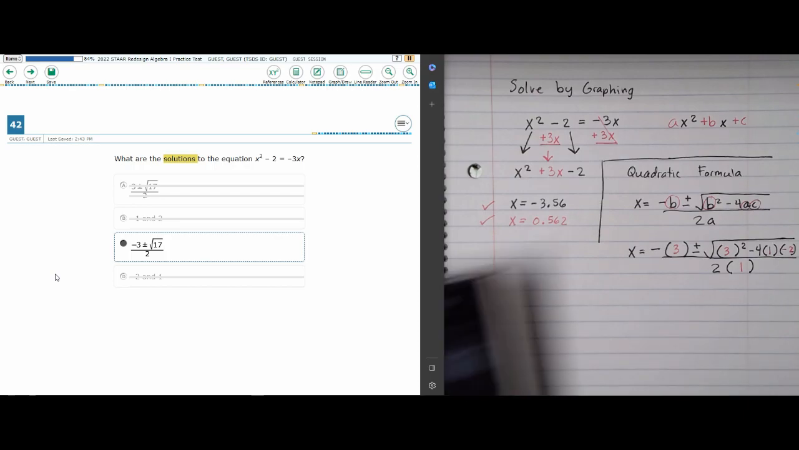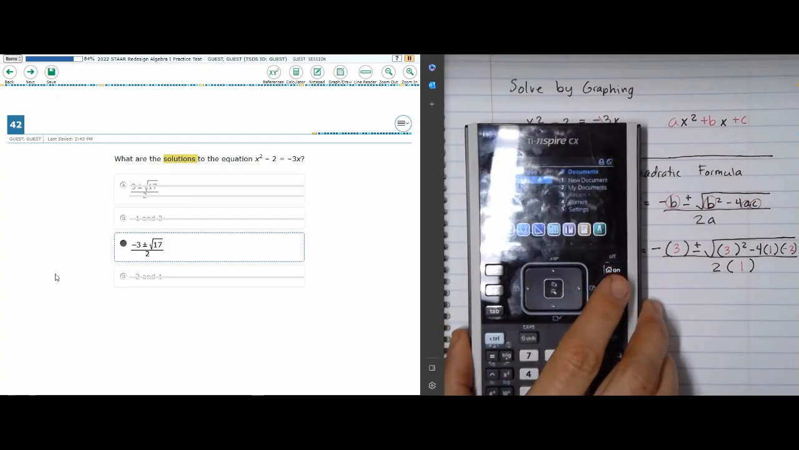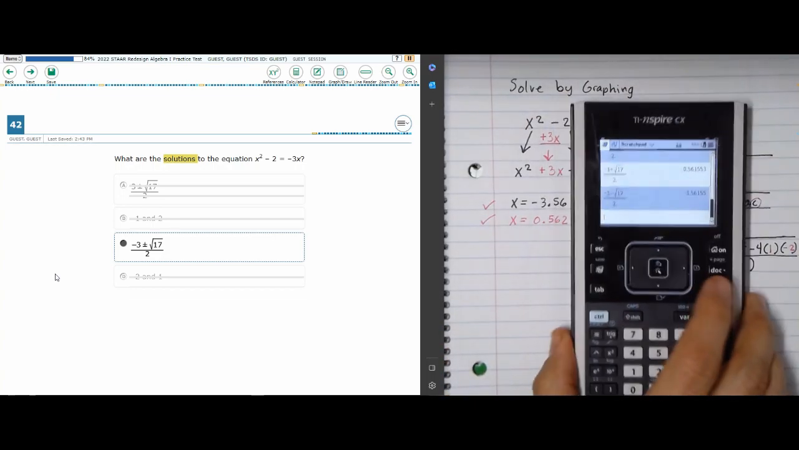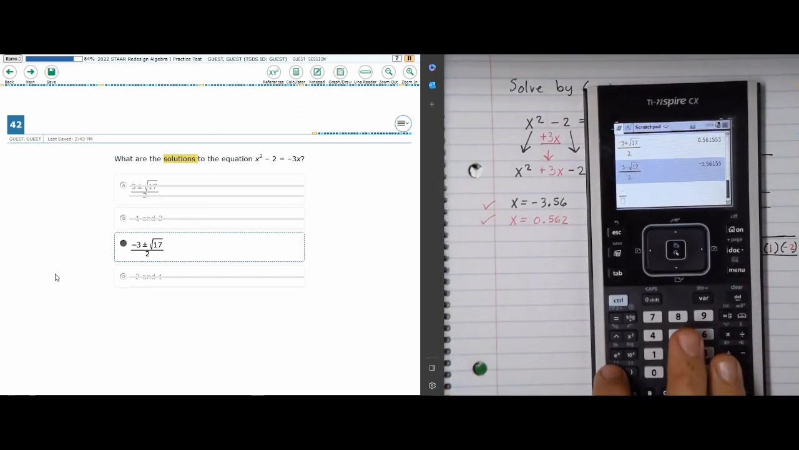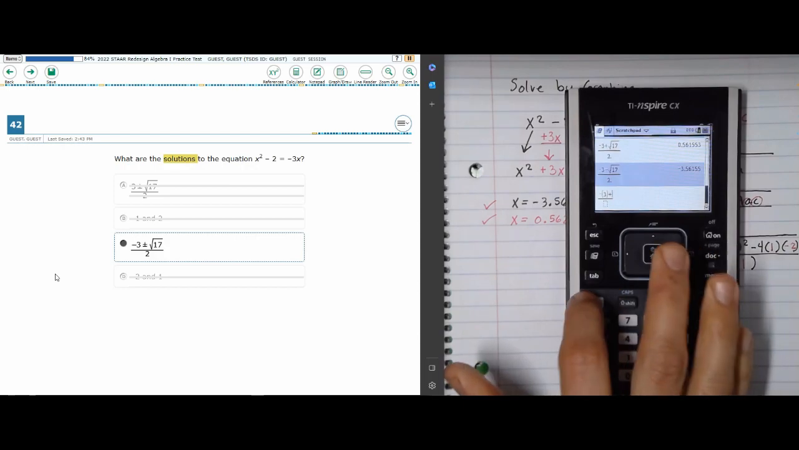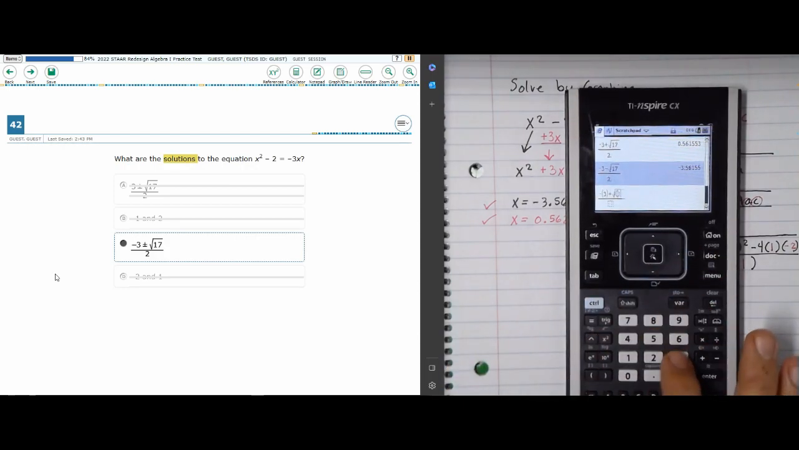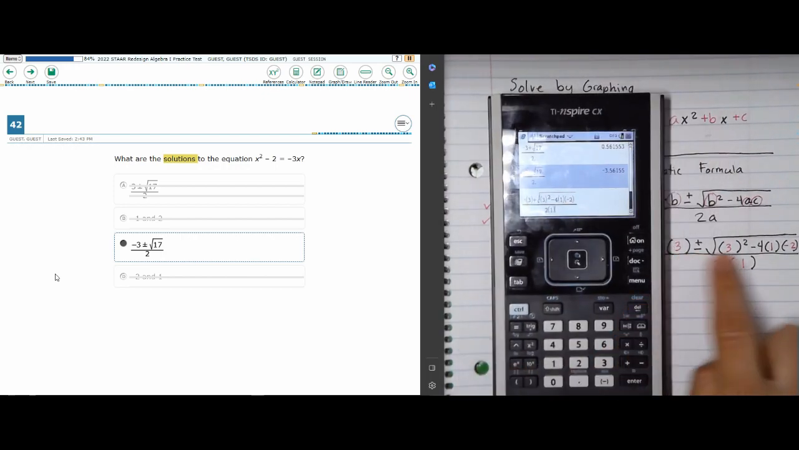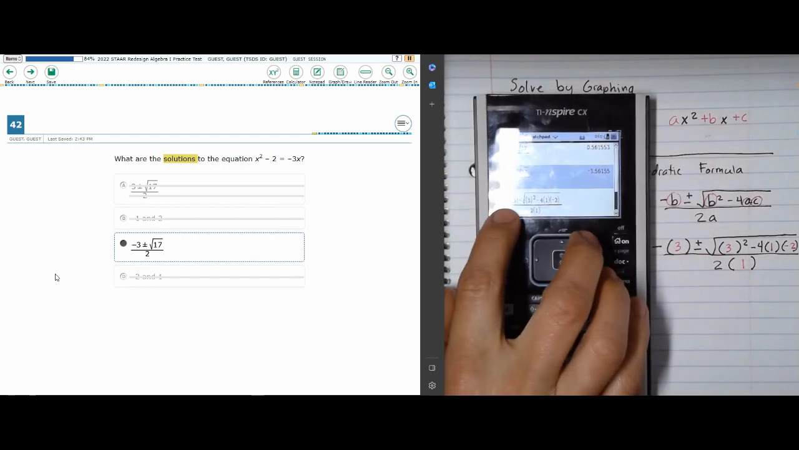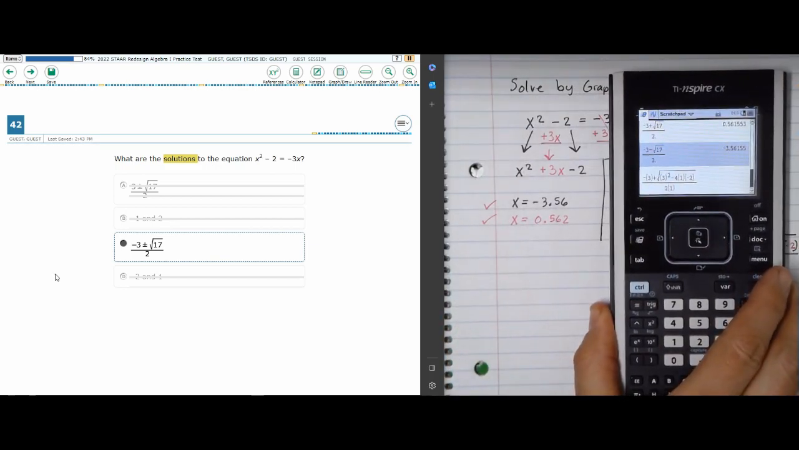Now we could put this in the calculator. In other words, I could actually take the calculator and I could have put this all in. I'm going to show you. So I'm going to hit Control Divide. And I'm going to put in negative parenthesis 3 close parenthesis plus, because I'm going to do the plus one first, square root of b, which is 3 again, squared minus 4 times a, which was 1, times c, which was negative 2, over 2 times a. Alright, so you can see all this right here, the way that it's written, is in my calculator the exact same way. So I'm just going to hit enter.